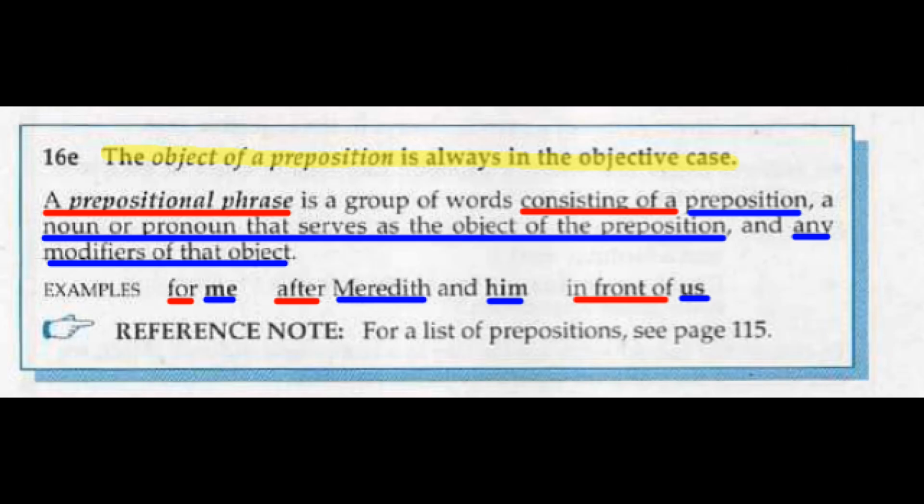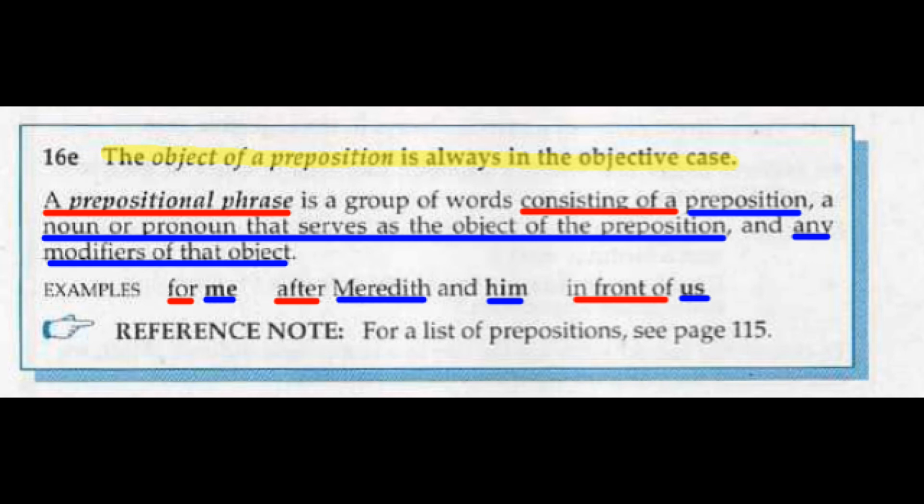Now we're going to highlight Rule 16E. The object of a preposition is always in the objective case. And once again, it just makes so much sense. Object of a preposition is going to be an object pronoun. Let's underline the parts down below that. A prepositional phrase is a group of words consisting of a preposition, a noun or a pronoun that serves as the object of the preposition, and any modifiers of that object. So let's look at the examples.